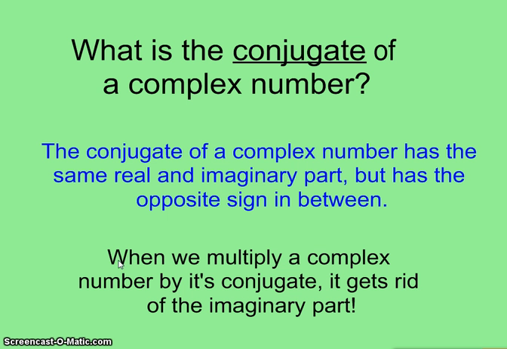Now what happens when we multiply a complex number to its conjugate is that it gets rid of the imaginary part. That is super important because, like radicals, we don't want imaginary numbers in the bottom of a fraction, because if you remember, i is the square root of -1. We don't want square roots or radicals in the bottom of our fraction. So how do we get rid of them?